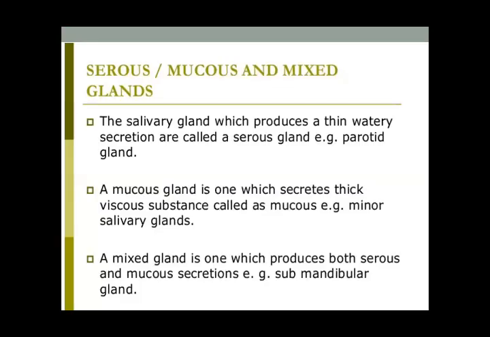Serous, mucous and mixed glands. Salivary glands which produce a thin watery secretion are called serous glands, for example, the parotid gland. A mucous gland is one which secretes a thick viscous substance called mucus, for example, minor salivary glands. A mixed gland is one which produces both serous and mucous secretions, for example, the submandibular gland.